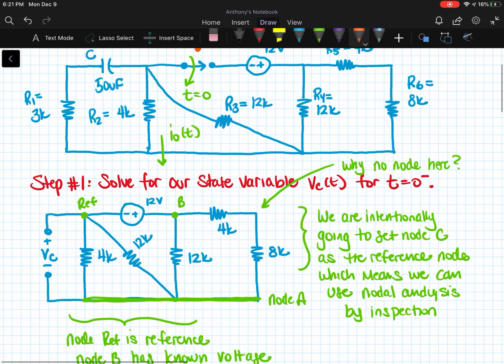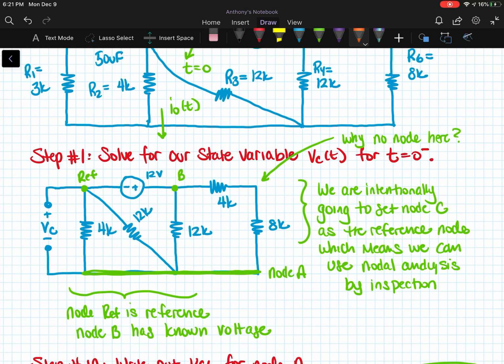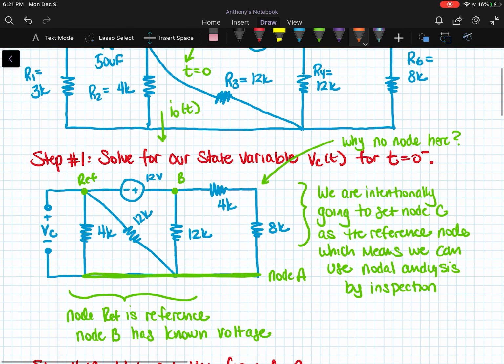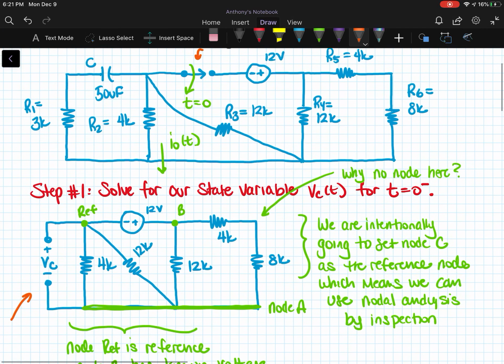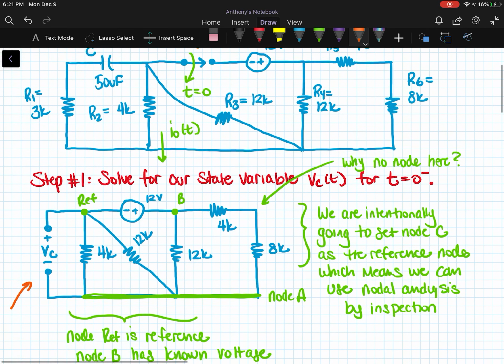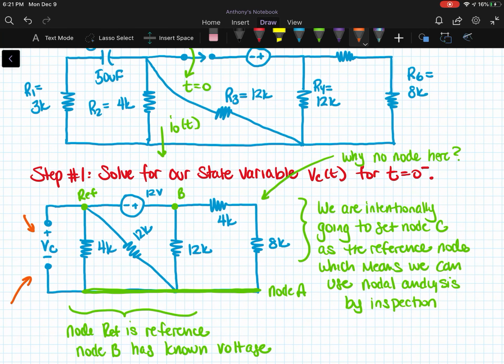So these steps should be pretty fresh in your mind. Step number 1 is to solve for the state variable at t equals 0 minus. Now, this is what the circuit will look like in the steady state. Because the switch is closed, the circuit will be relatively large. Obviously, we have to replace the capacitor with an open circuit. Now, how do we solve this right here?